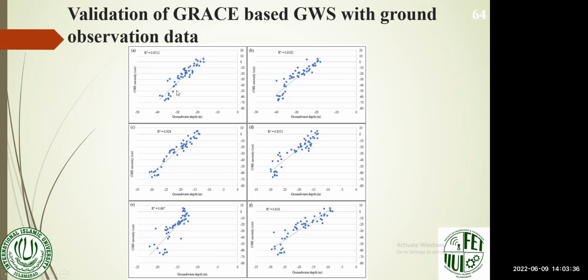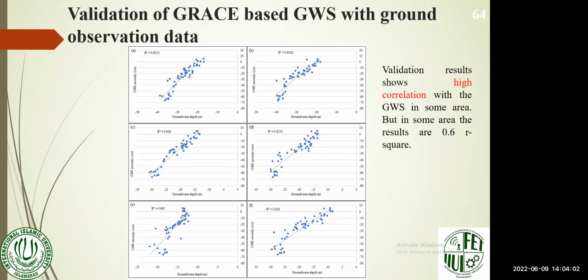Now, like we were talking about the in-situ measurement, whenever we have some results, some analysis, afterward we are using it for the correlation. So here we can see the correlation, where we have the GWS anomaly and also the groundwater depth.